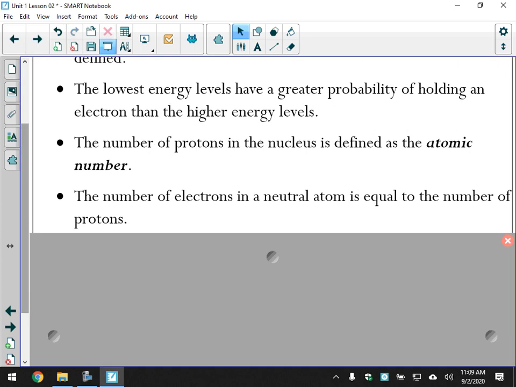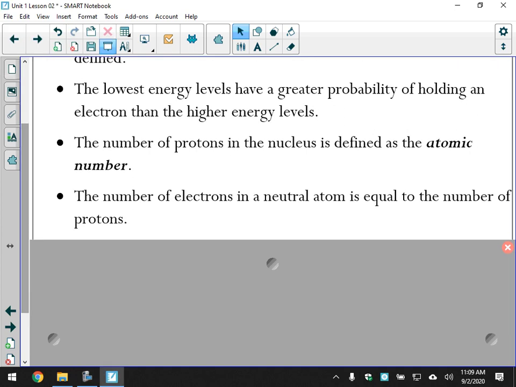Now, in a neutral atom, the number of protons and electrons has to be the same. That's why it's neutral. If you have 10 positives, then you need 10 negatives to counteract that, right? This is just simple math, people. Get a calculator out. 10 positives, 10 negatives, 0 is the overall, right? They cancel each other out. That's how we have atoms, okay? Atoms are neutral. There's no charge.